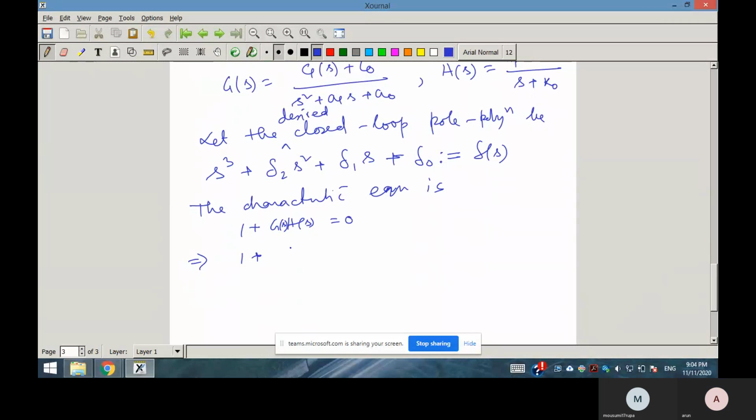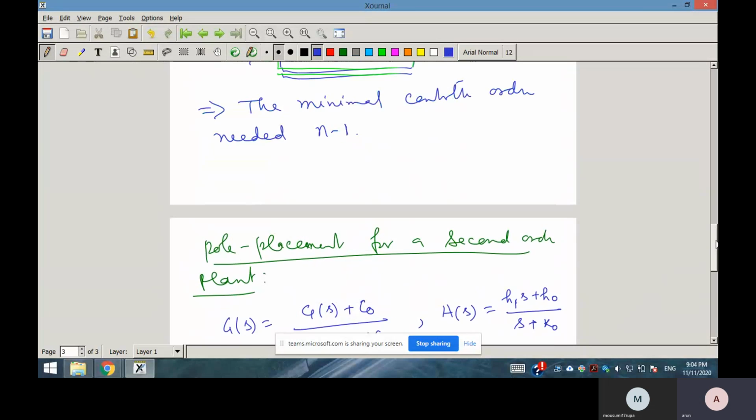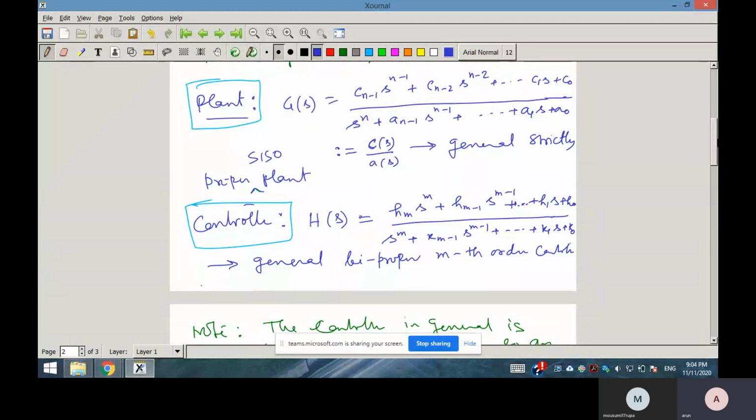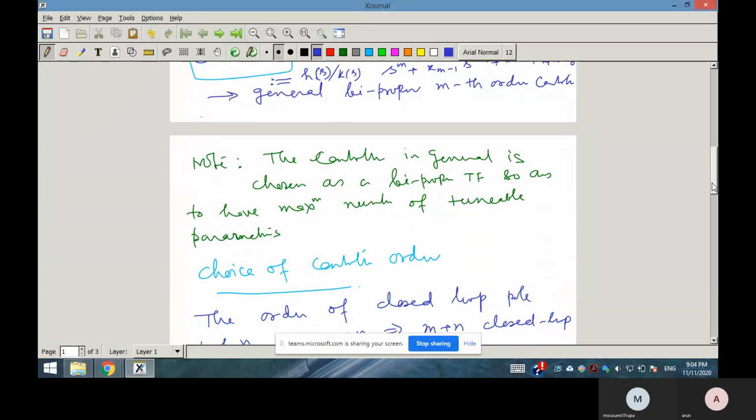1 plus, this is your plant CS by AS and your controller is HS by KS. Have I defined it like that, HS by KS? Well, so this I am defining as small hs by ks. Okay, this numerator polynomial is hs and denominator polynomial is ks. So throughout this chapter, I'll consider these notations.